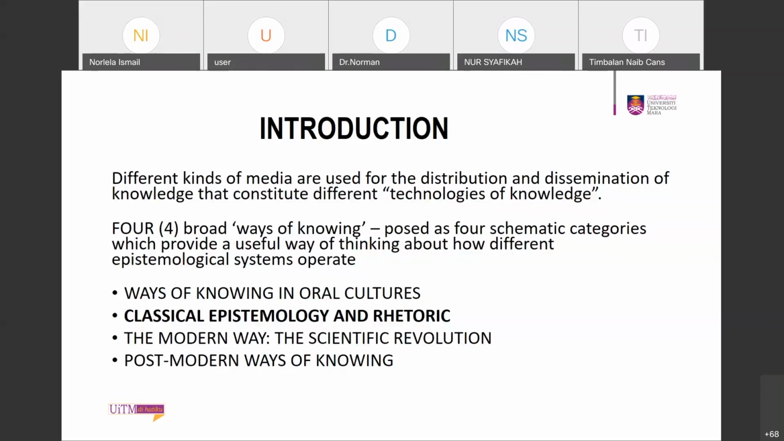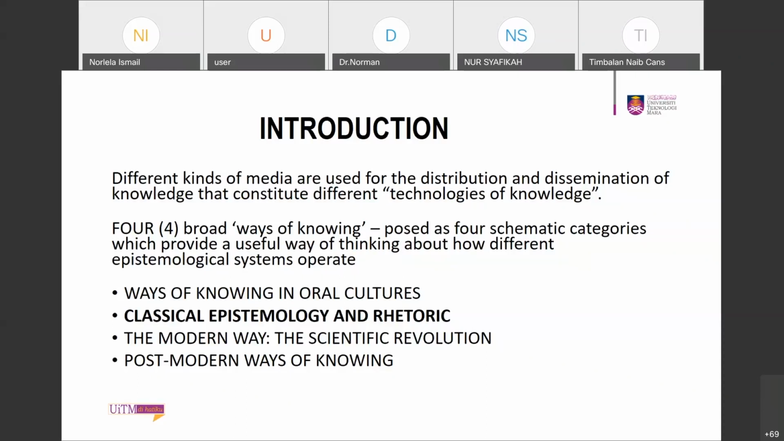And finally, the final phase is postmodern ways of knowing, with the emergence of post-structuralism in Western epistemology. So this is nowadays a very influential and dominant form of epistemology that has influenced the humanities and social sciences.